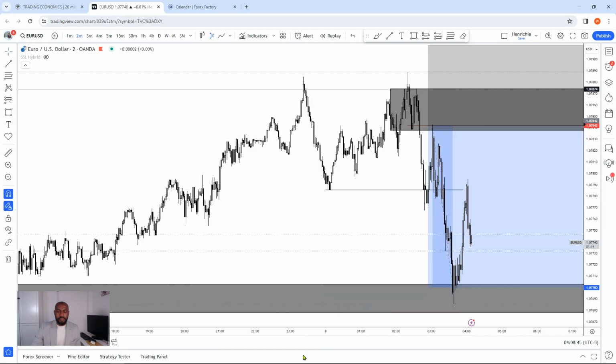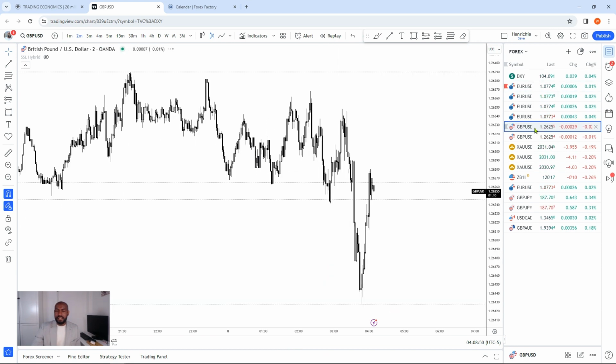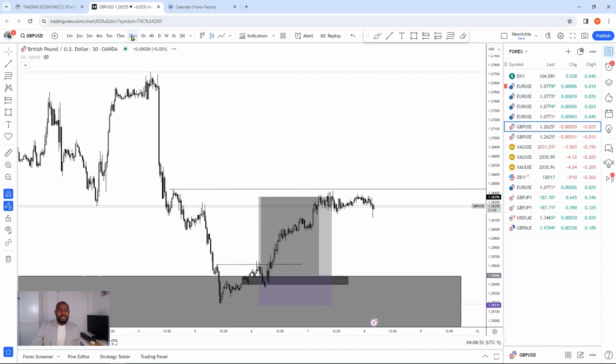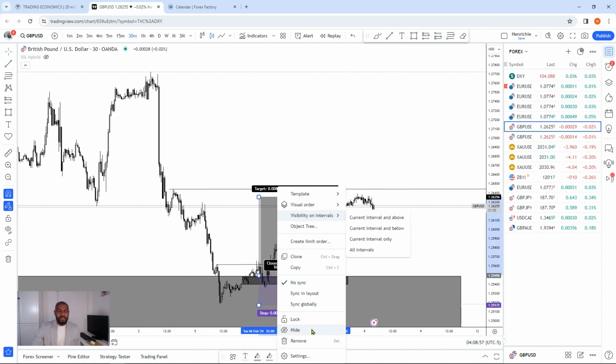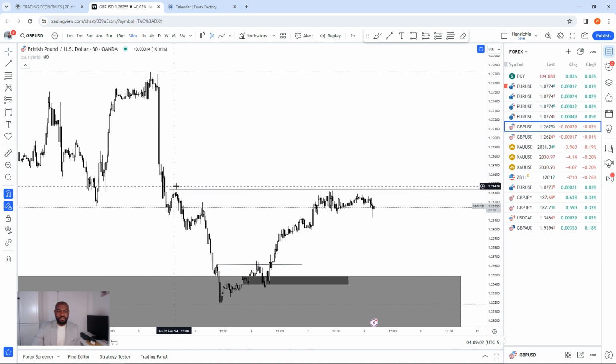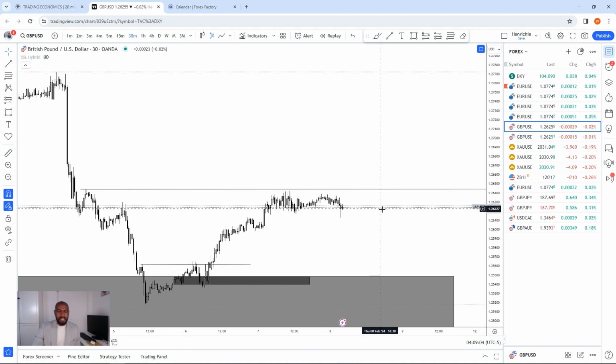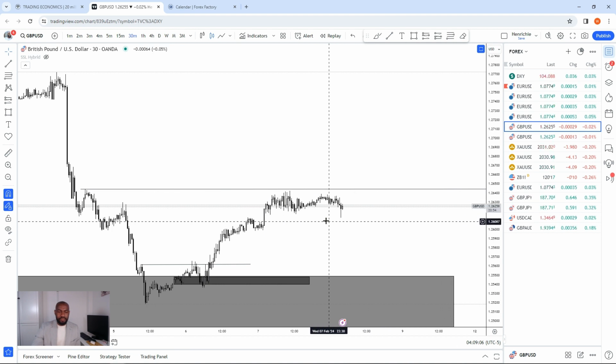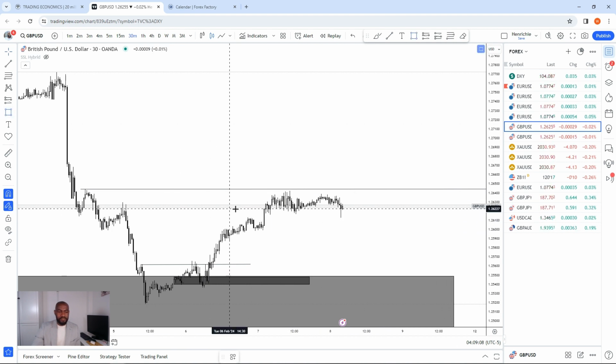So we're going to look at other pairs and see what other pairs are doing today. We're going to look at GBP US dollar. So for GBP US dollar, I was anticipating for it to run this buy side liquidity. This buy side liquidity was my target. I wanted to see price run this buy side liquidity, but as you can see, it dropped down into this inefficiency.